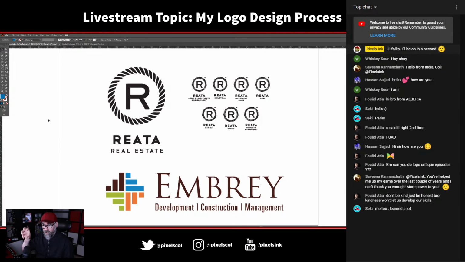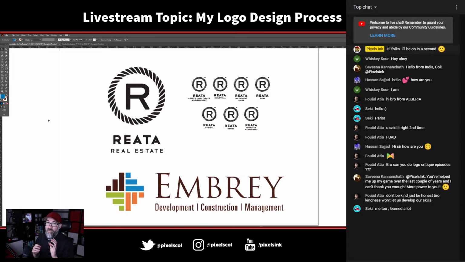They were able to use the R symbol inside what I took to be sort of a rope-like border or frame, and they had the branded house there. And then you had one below which was Embray Development, Construction and Management.